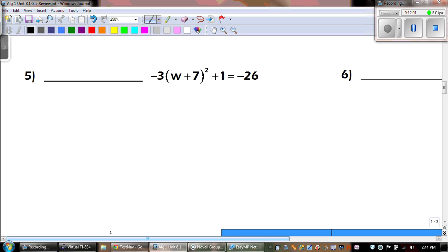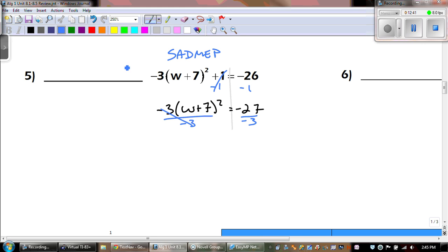All right, number 5. This is the type of problem, when it's in vertex form, that we're going to solve by SADMAP, the reverse order of operations. In SADMAP, we get rid of addition and subtraction first. So I have to subtract the 1. And we have negative 3 times (w plus 7) squared equaling negative 27. Now, before you go off taking the square root, we have to divide both sides by negative 3. And then we have (w plus 7) squared equaling negative 27 divided by negative 3, which is a positive 9. I need to take the square root of both sides to cancel that.